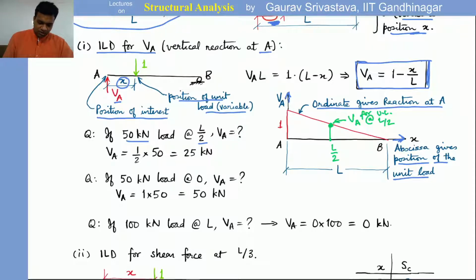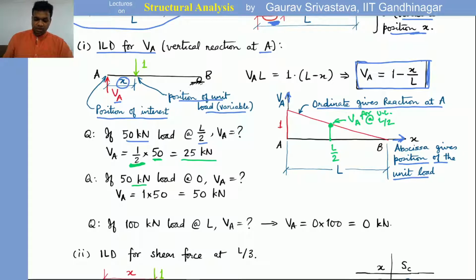So this half is now coming from the influence line diagram, and since the total load applied is 50, we scale it by 50. So if a 50 kilonewton load is applied at the midspan of this beam, the vertical reaction is going to be 25 kilonewtons.